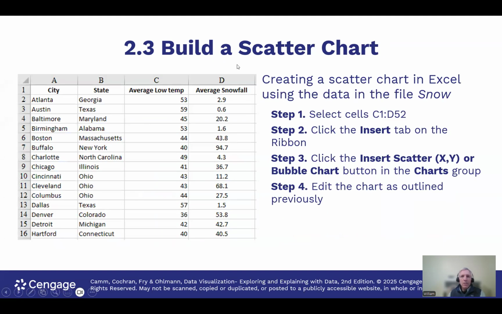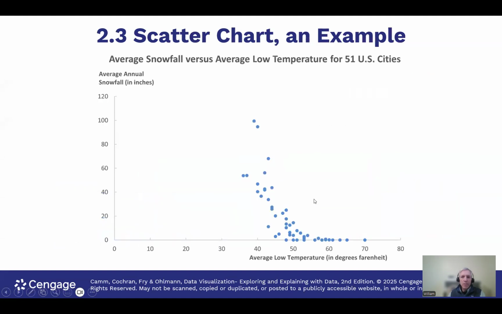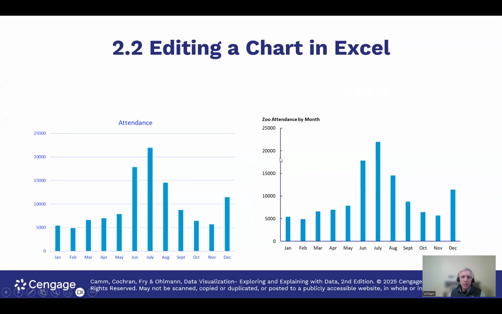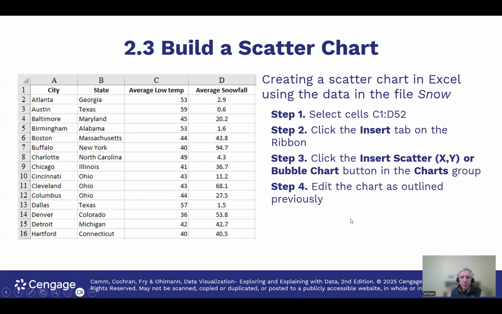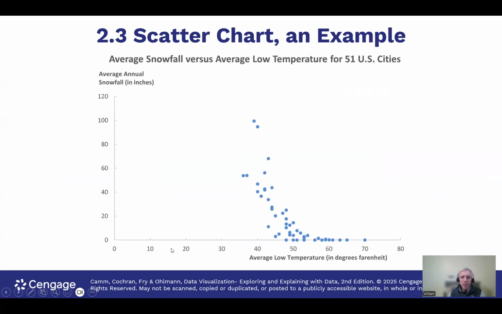Okay, so let's talk about a scatter chart. Actually, let's first talk about what a scatter chart is. So here's what we're trying for. A scatter chart has two variables. Let's just go back up here. When we talked about zoo attendance, we had two variables, but one was an ordered variable. It went January, February, so it was a time series. So it had implied order on it. With a scatter chart, you don't really have an implied order.